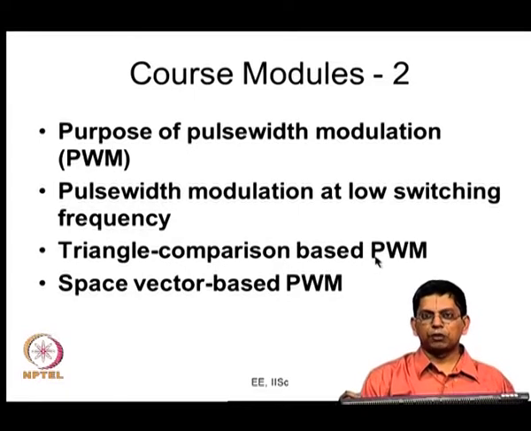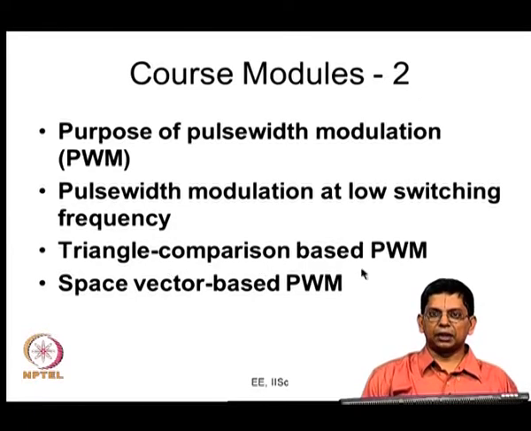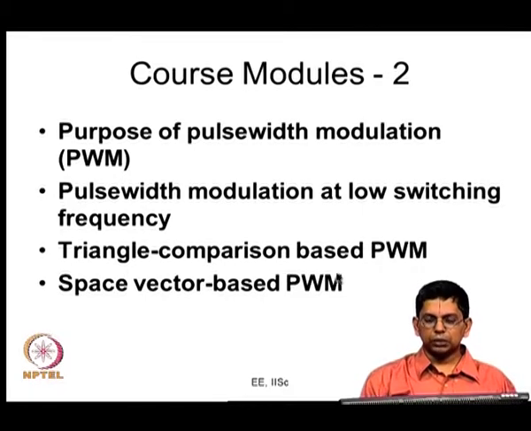So, for example, if you have a motor drive and the maximum fundamental frequency is 50 hertz, if you are switching at like 3 kilohertz or 4 kilohertz, the switching frequency is much higher than the modulation frequency. In such cases you normally use triangle comparison and space vector based PWM methods, where you compare 3-phase modulating signals against a common triangular carrier.